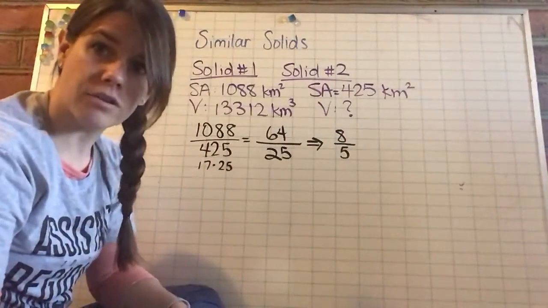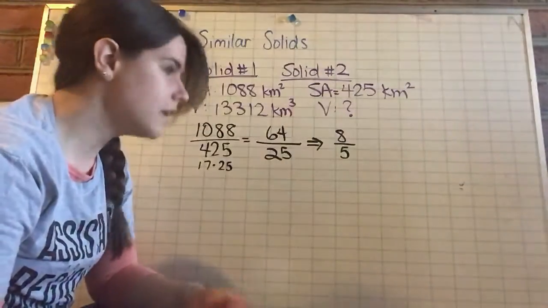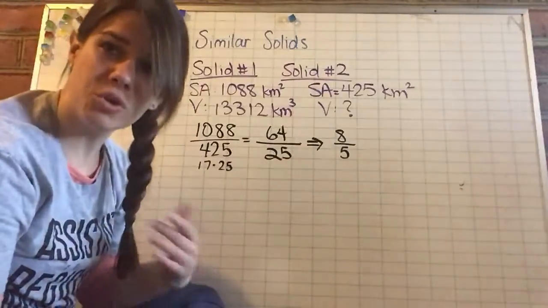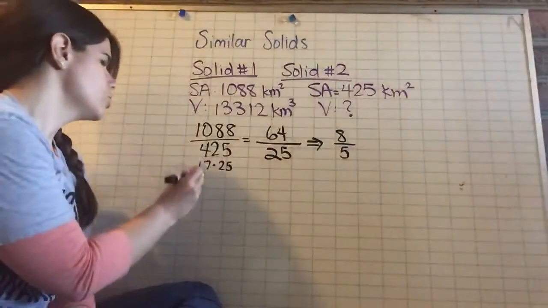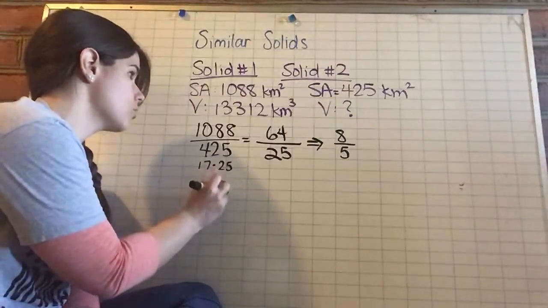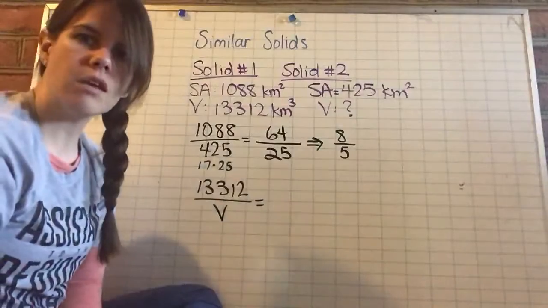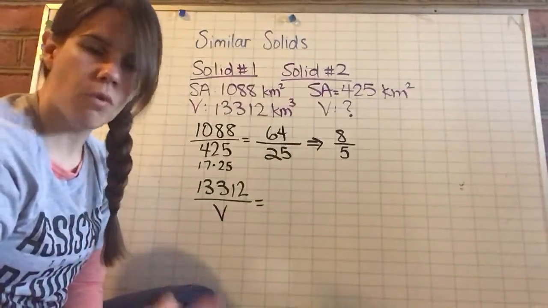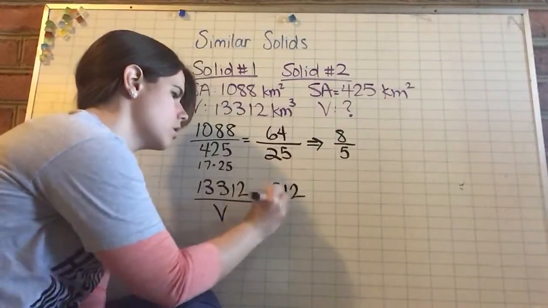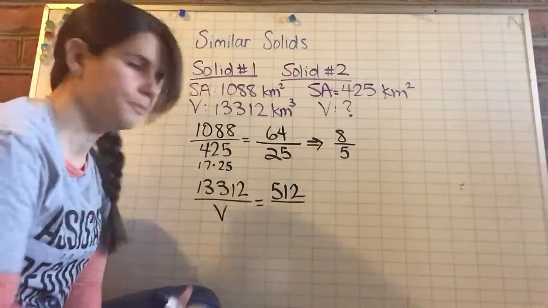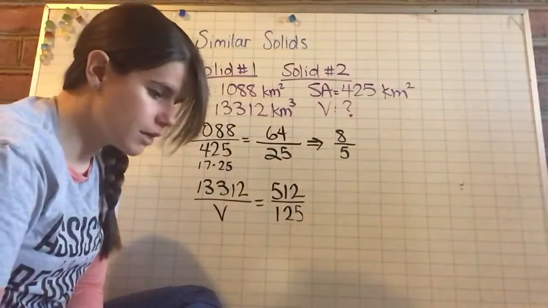There's my scale factor. In order to use it to help me find the volume, though, I need to take these numbers and cube them before I set it up with a proportion. So I'm going to have 13312 over volume, and I'm going to set that equal to 8 cubed over 5 cubed. 8 cubed, you can do that in your calculator, is 512. 5 cubed, 125.